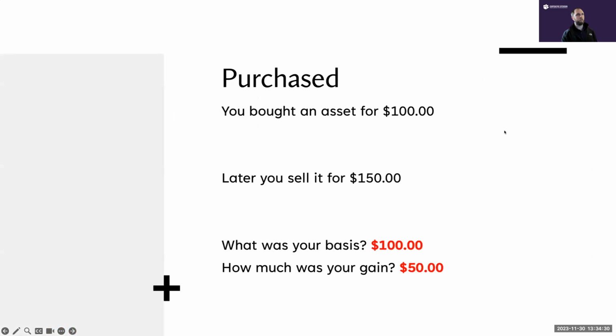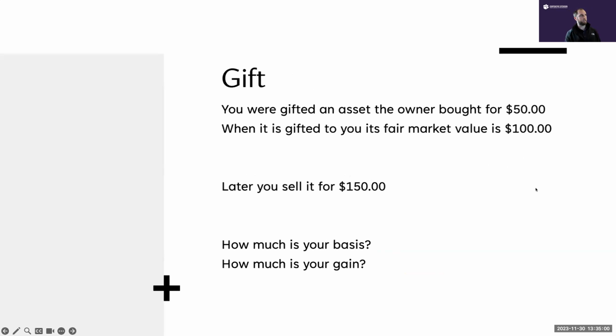All right, so we've got our results back, and great. Most people got it right. Good job. If you bought the asset, your basis is how much you purchased it for. In this case, we bought the asset for $100 and later sold it for $150. Our gain is the difference between what we sold it for and what our investment, or our basis, was for that asset. So our gain in this particular instance was $50.